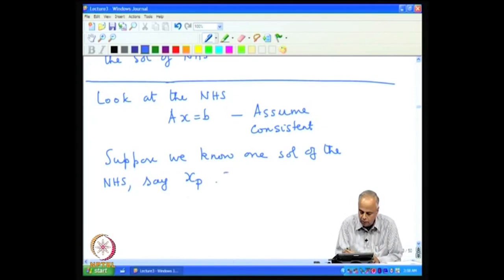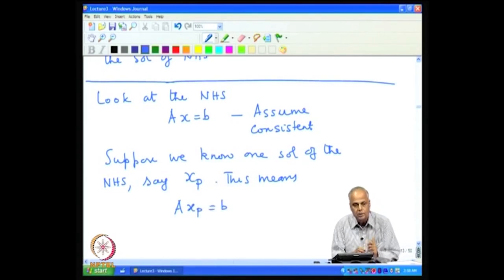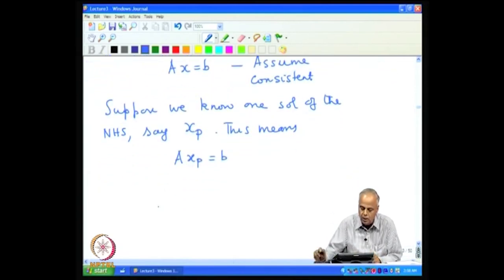What does that mean? This means A x_p is equal to B. The x_p is a solution of the system Ax equal to B, so A x_p must be equal to B. That is the first assumption we make. We know that the system has a solution. Suppose by hook or crook or by inspection, we have found one solution, namely x_p. Now, we would like to look at various possible solutions that may exist.